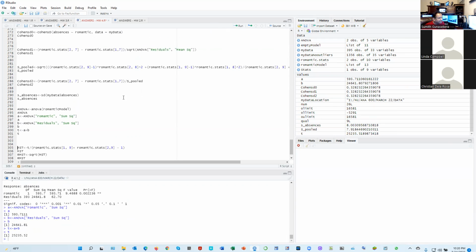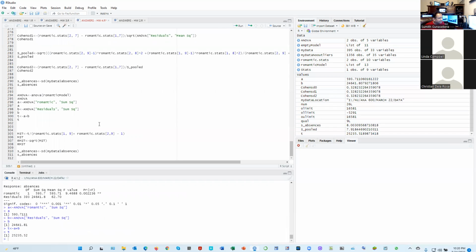See, that's the total. Then I'm gonna go ahead and get the mean squared. See, T. T means what? I need the mean square. This is the sum of square total. I'm gonna divide by what? Divide by degrees of freedom.